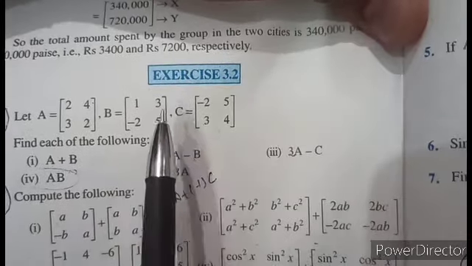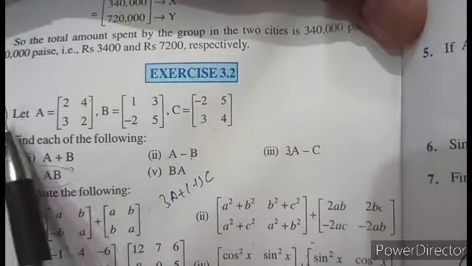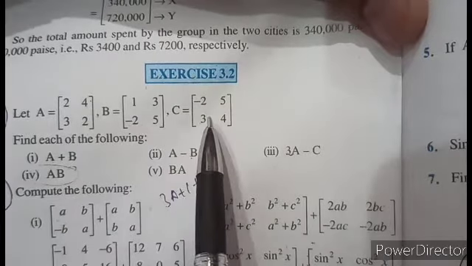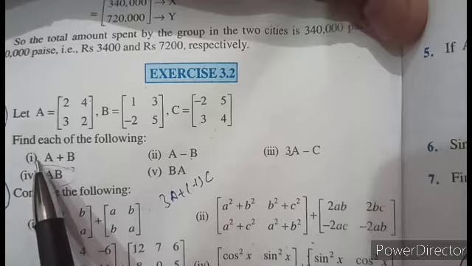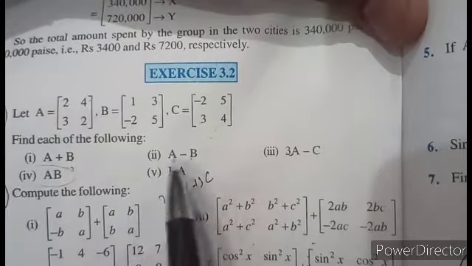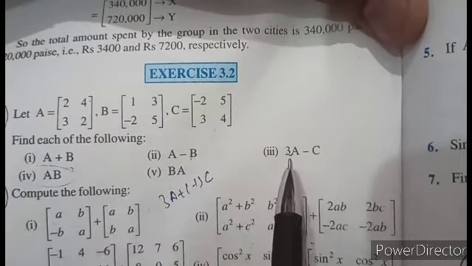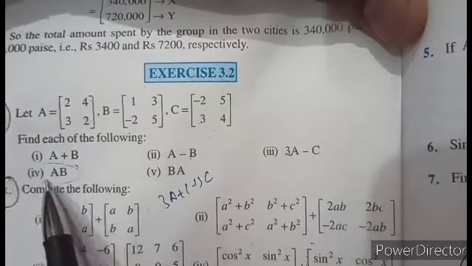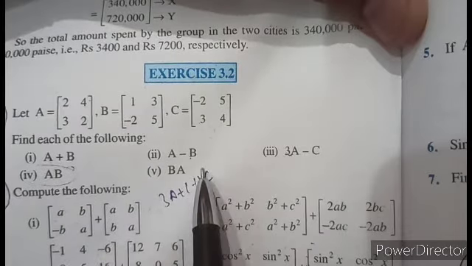Now come to exercise 3.2. Here matrices A, B and C are given to us. We have to find first A plus B, second A minus B, third 3A minus C, fourth AB and fifth BA.